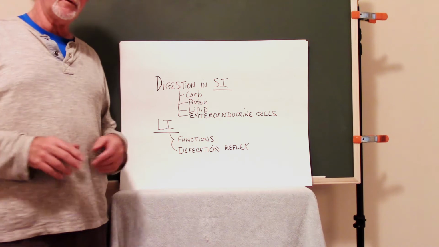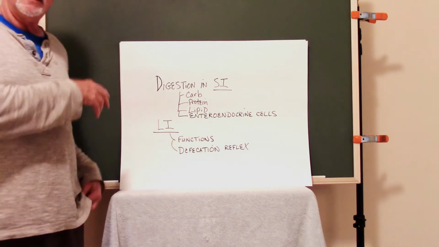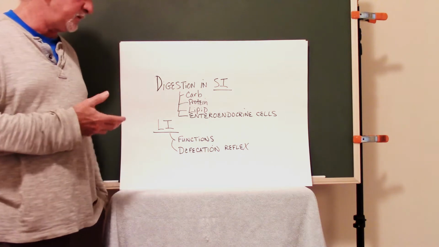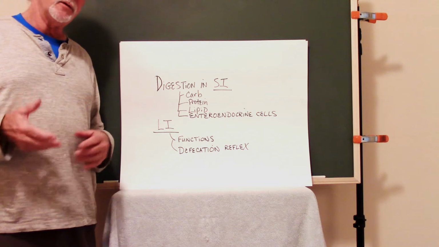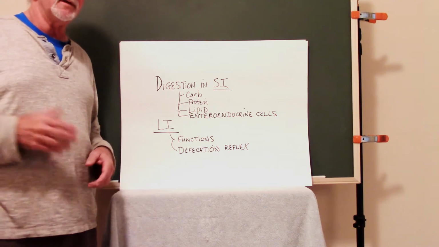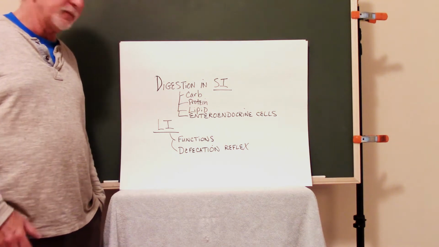Okay, this morning I'm going to be talking about digestion in the small intestine, and I'll look at carbohydrate, protein, lipid, and then move on to talk a little bit about the enteroendocrine cells of the duodenum that secrete two peptide hormones, secretin and cholecystokinin.